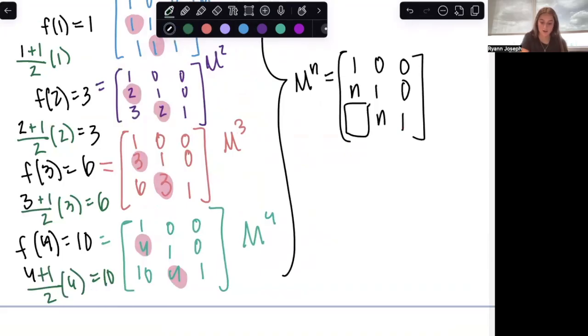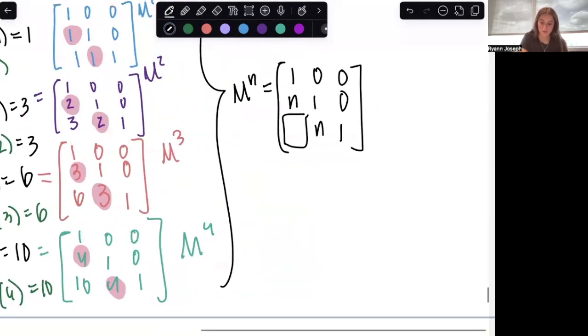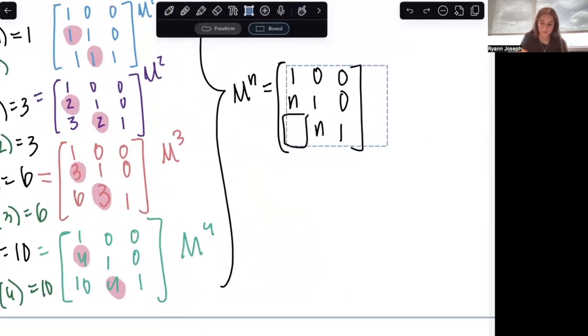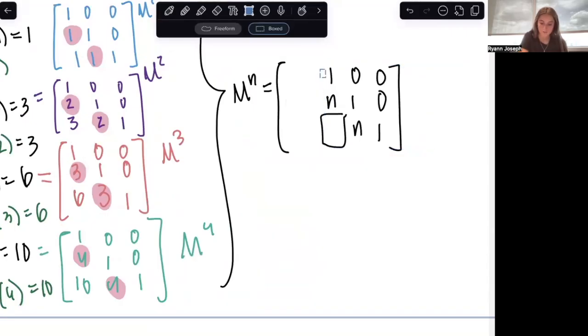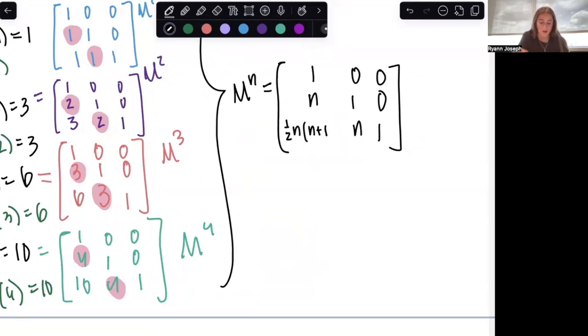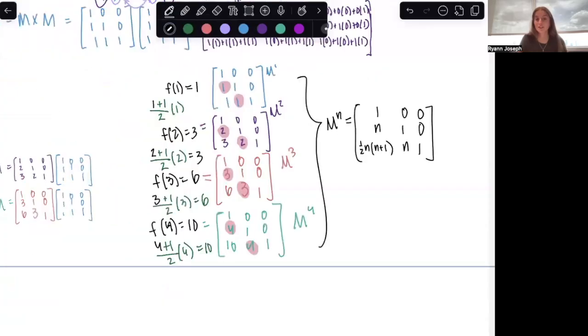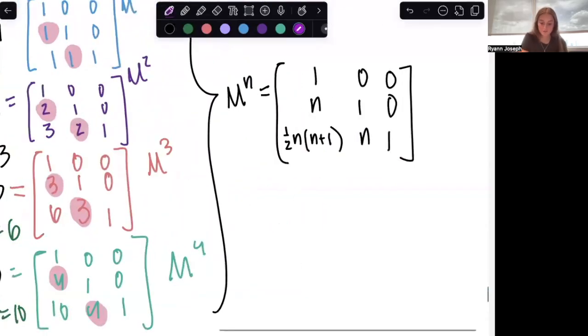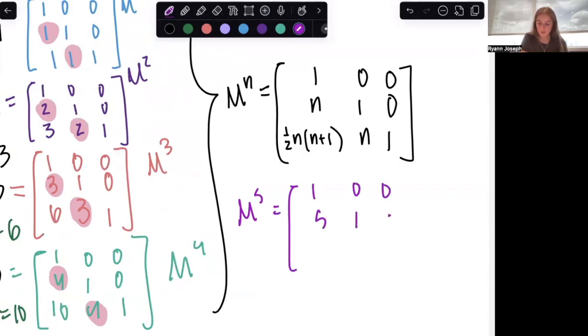So this entry here, let me expand this out, is written as 1/2 n(n plus 1). That's the closed form expression of it. So we can compute m to the 5th as well: 1, 0, 0, 5, 1, 0. 5 plus 1 is 6, divided by 2 is 3, times 5 is 15, and 1.